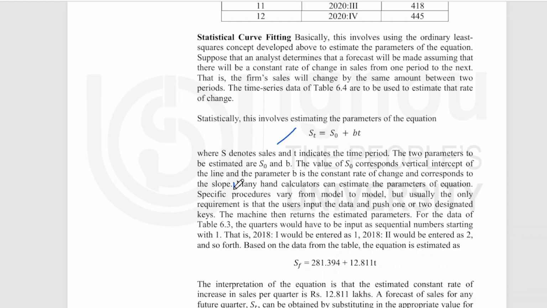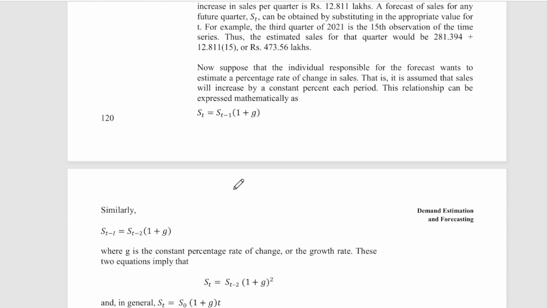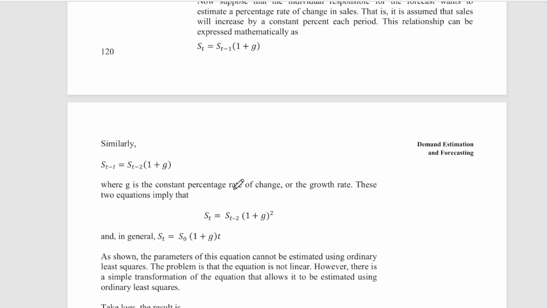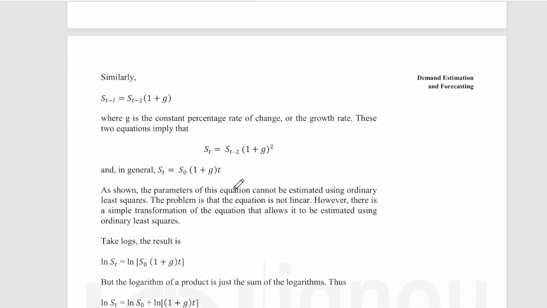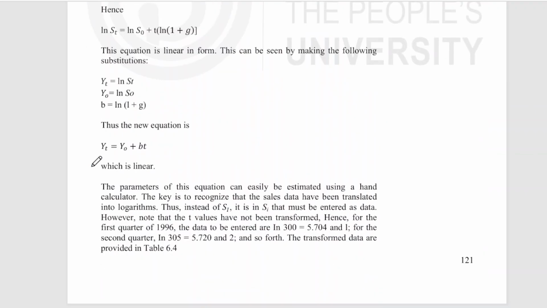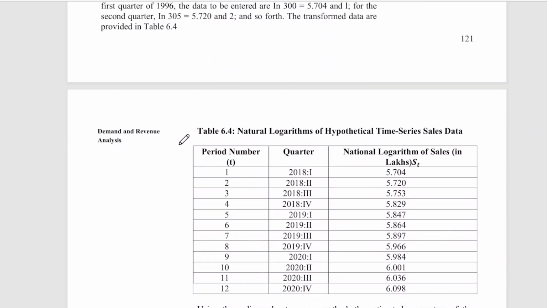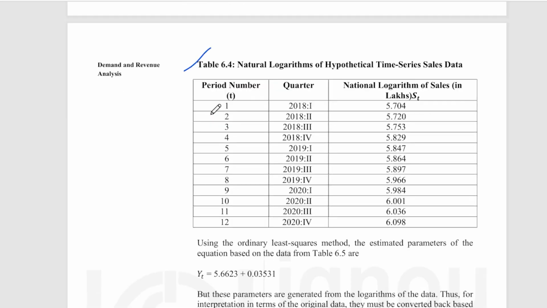Next is the interpretation of the equation: b is the estimated constant rate of increase in sales per quarter, that is 12.8 lakhs. Similarly, S_(t-1) is equal to S_(t-2)(1 + g), and like that. Then we further take logs and the results. So the equations are here. Please go through your study material in parallel, so it will be more clear. And Table 6.4 is the natural logarithm of the hypothetical time series sales data.